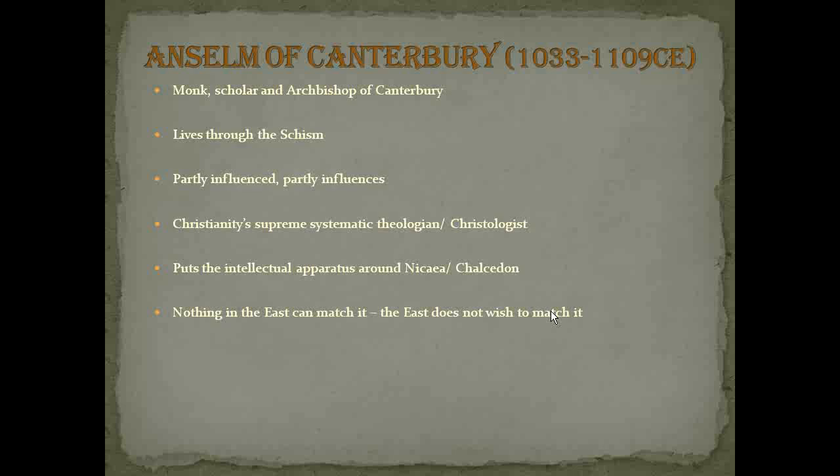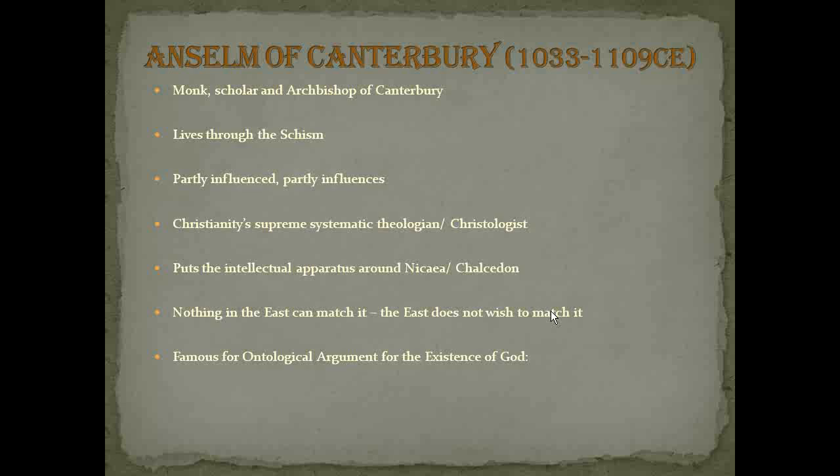Nothing in the East can match Anselm's intellectual apparatus, his systematic theology. And it seems like around about this time, the East gives up anyway. It's too late. If there had been an Anselm to talk with, Eutyches or one of these characters, or better still Arius, who knows what might have happened. But that didn't happen, and by now the East is so deeply suspicious of what the West's on about that it's too late. He's famous for his ontological argument for the existence of God.